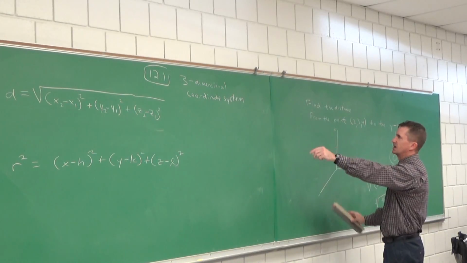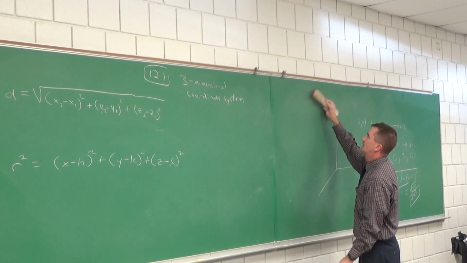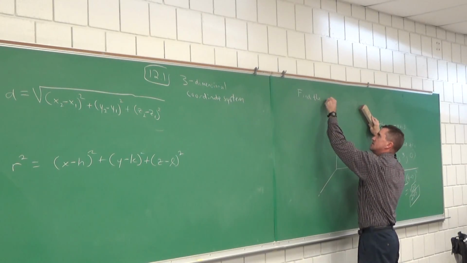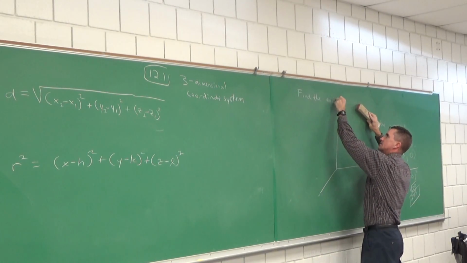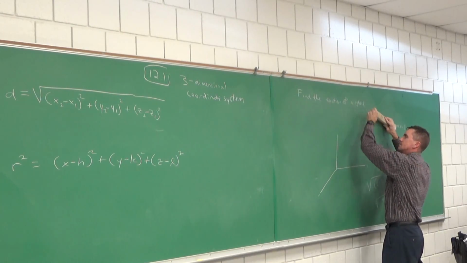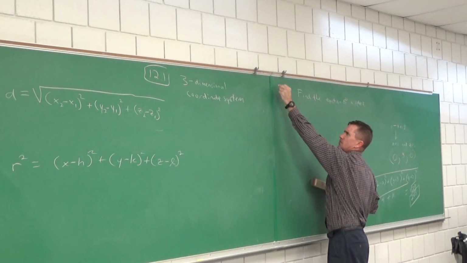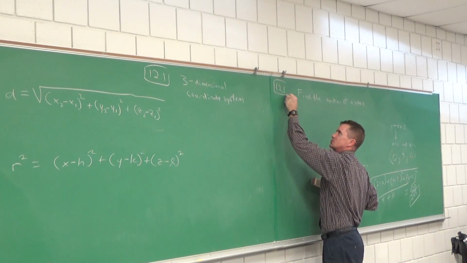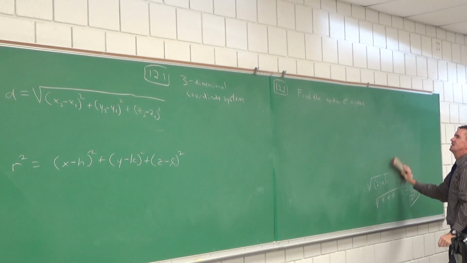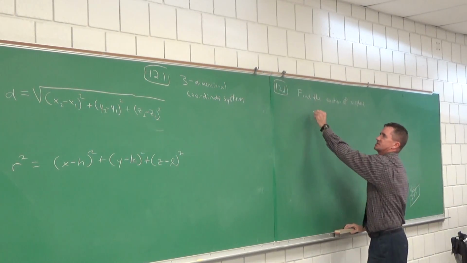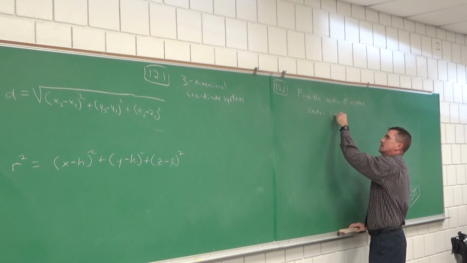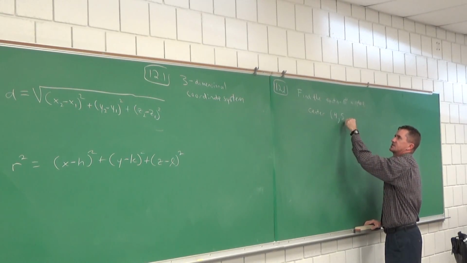Hey, let's do something with the sphere now. Everyone, can you find the equation of the sphere? And if you're wondering, have we moved into 12.2 yet? No, we're still in 12.1. We're almost done with it. You find the equation of a sphere. Here's the center. Let's say 4, 5, negative 6.